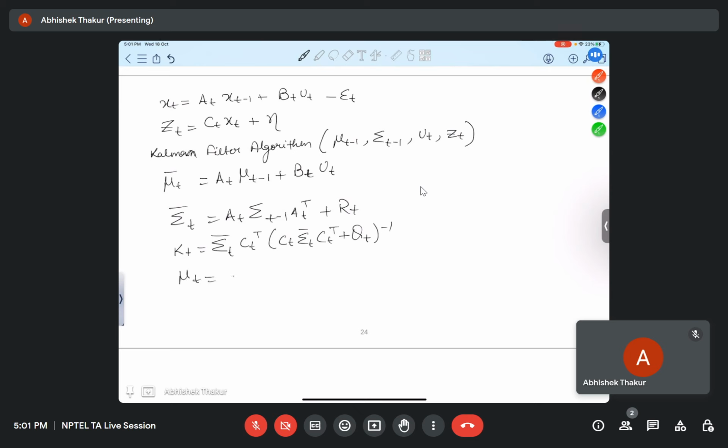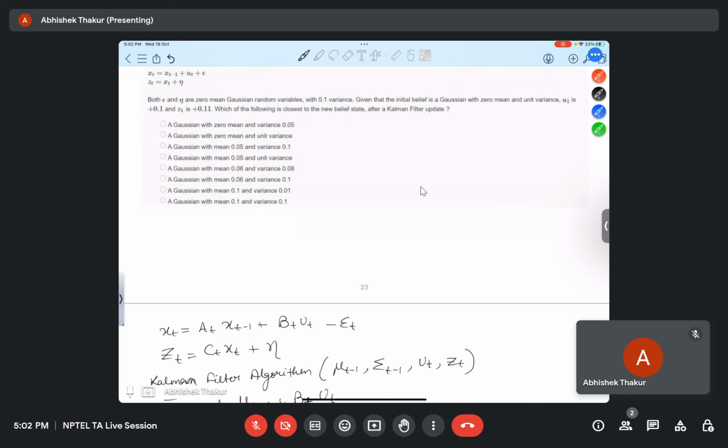Finally, mu t is given as mu bar t plus Kt times zt minus Ct into mu bar t, and sigma t is equal to I minus Kt Ct into sigma bar t. And the Kalman filter returns the estimation mu t and sigma t. So in this question, xt is given as xt minus 1 plus ut. So here A is equal to 1, B is also equal to 1, C is also equal to 1.